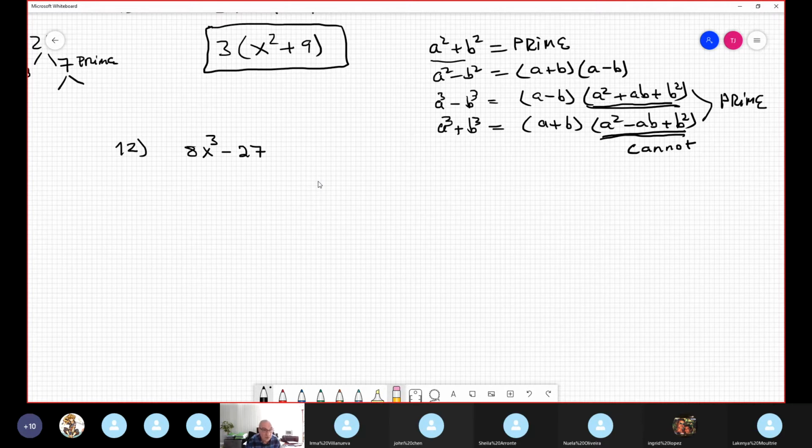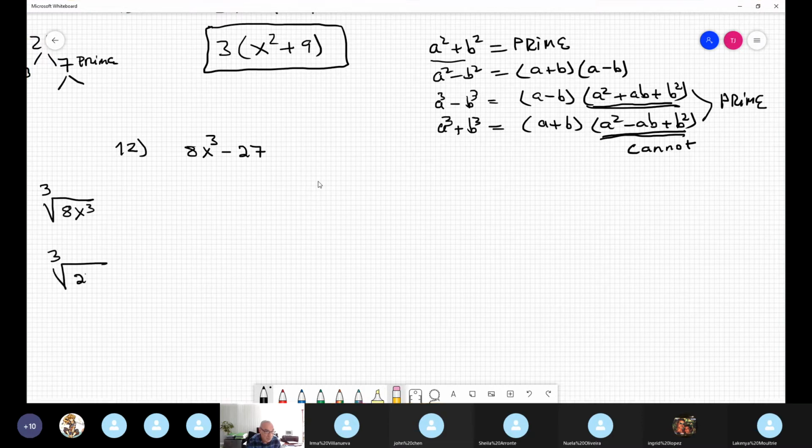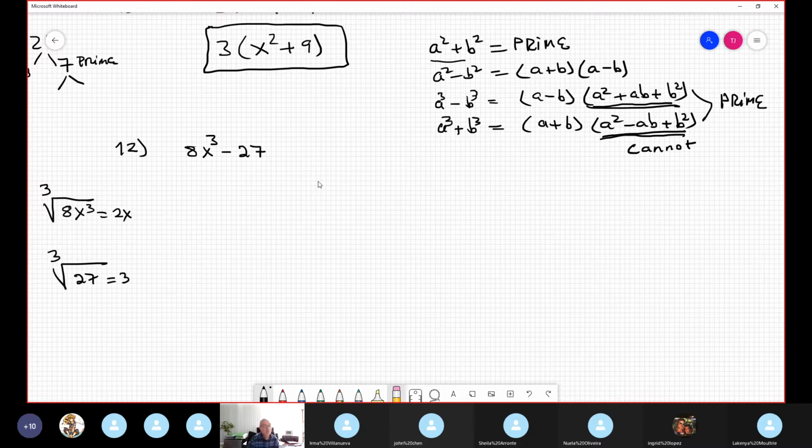Now you apply the cubic root in order to find the a and b in the formula. You take both terms and find the cubic root: the cubic root of 8x cubed is 2x, and the cubic root of 27 is 3. Because 2 times 2 times 2 is 8, and 3 times 3 times 3 is 27. The idea of the cubic root is to find a number that multiplied by itself 3 times gives the number inside the radical. This expression works like A and this works like B in our formula.